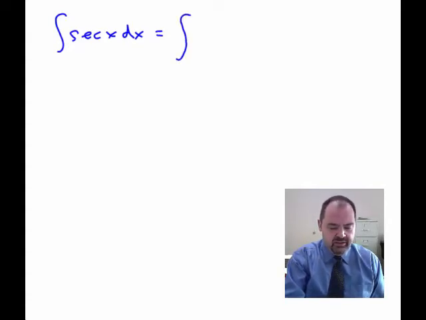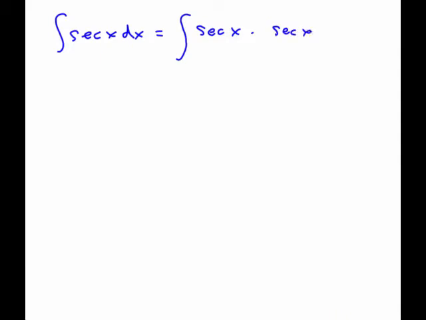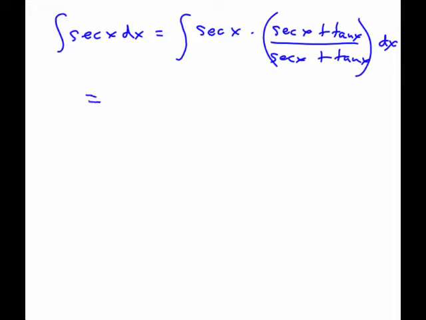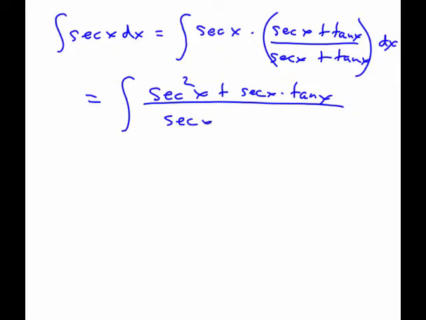So, this one's a little bit more complicated, and here's how the argument goes. I am going to take my secant x, and I'm going to multiply top and bottom by secant x plus tan x. Okay, that expression in blue is obviously 1, so we can do that. Now I'm going to expand out on the top to get secant squared x plus secant x times tangent x, all divided by secant x plus tangent x. How is this ever going to work out to be something nice?